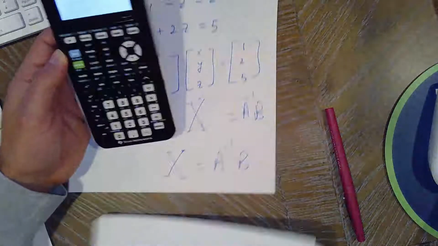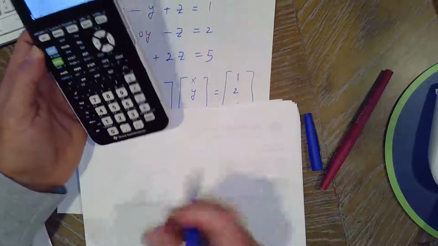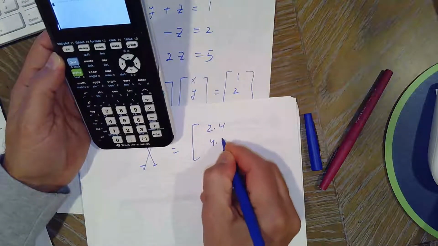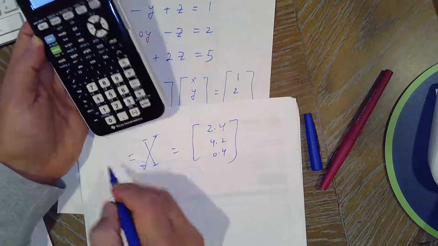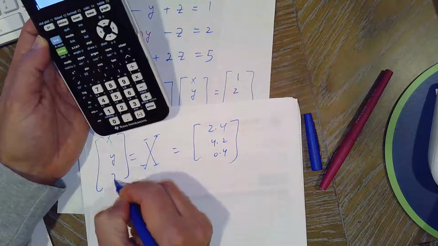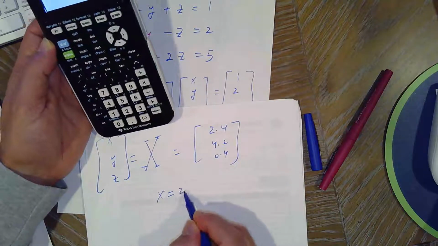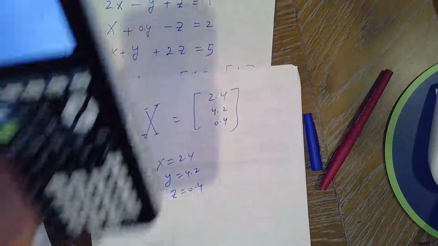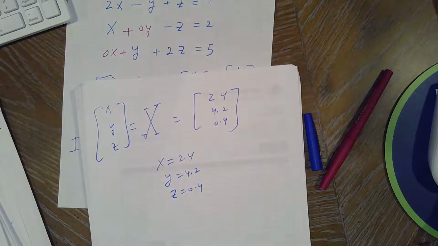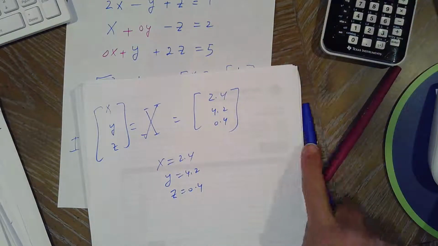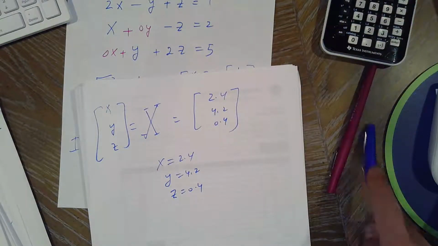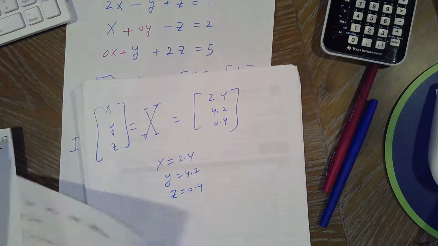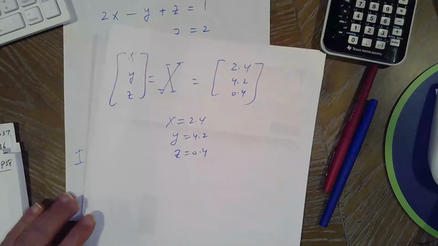So big X equals 2.4, 4.2, 0.4. Remember what big X is? It's x, y, z. So x is 2.4, y is 4.2, and z is 0.4. Okay, that's another method of solving any system of equations using matrices, and you can solve any huge system of equations with technology in a few seconds right now. Okay, and that's it for 10.5.